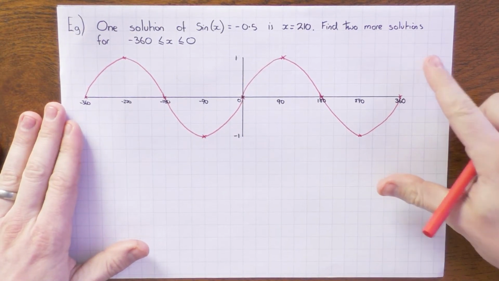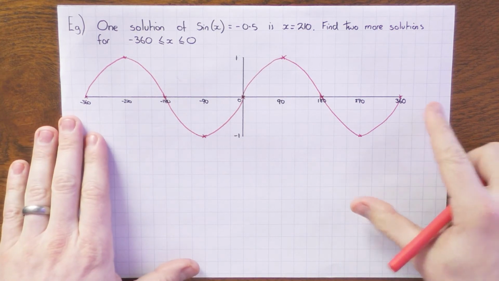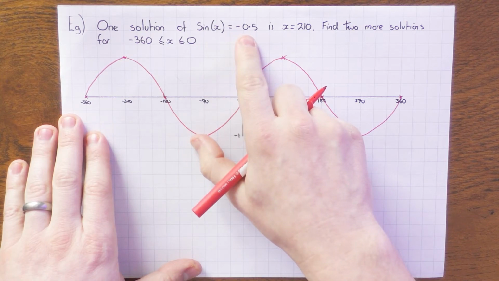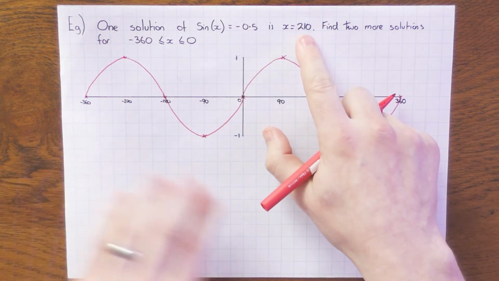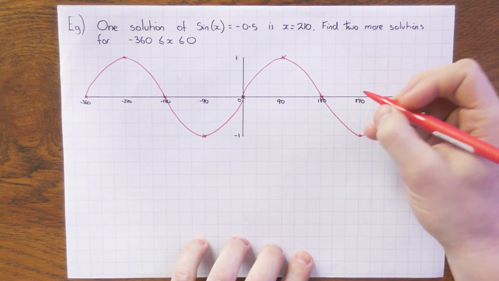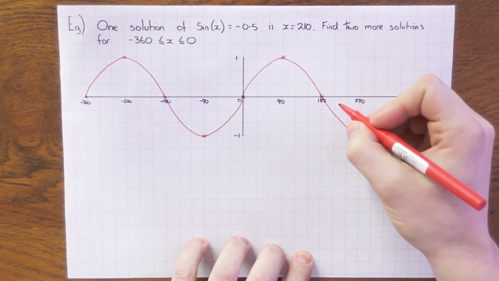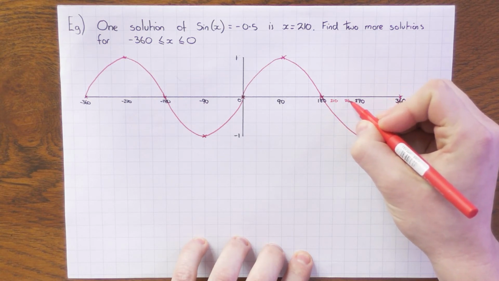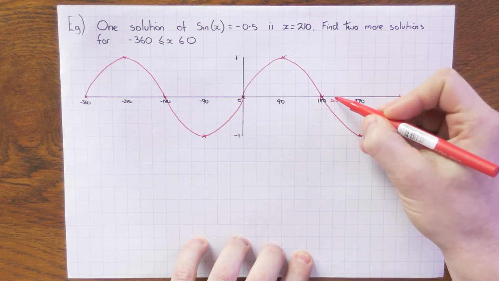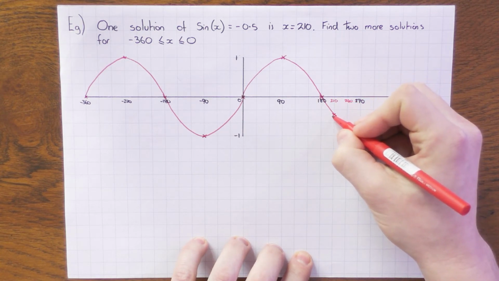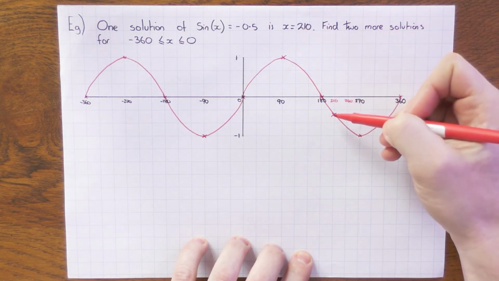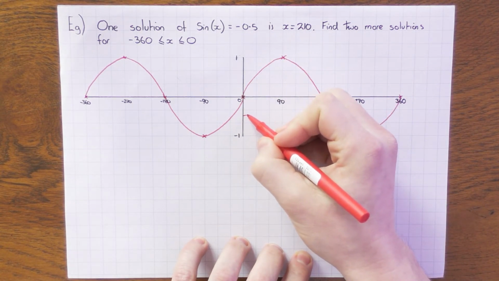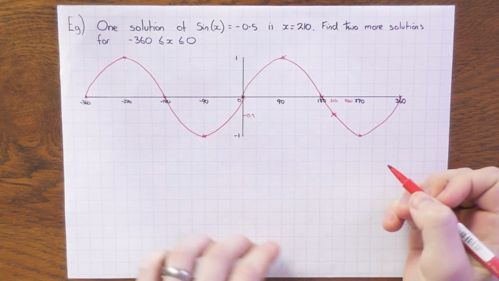Okay, so let's tackle this question. So one solution of sine x equals minus 0.5 is x is 210. So 210, if we do the same thing, breaking this up, just go up in 30, so 210 would be there, because 240 would be there, and then we've got 270. So 210 is here, so it's going to be this point here. So at 210, we have minus 0.5. If I was to come across here, this would be the minus 0.5 bit on our y-axis.